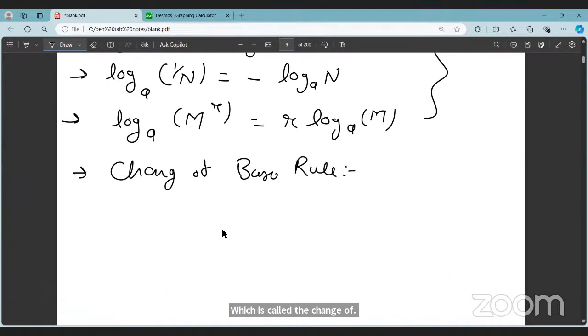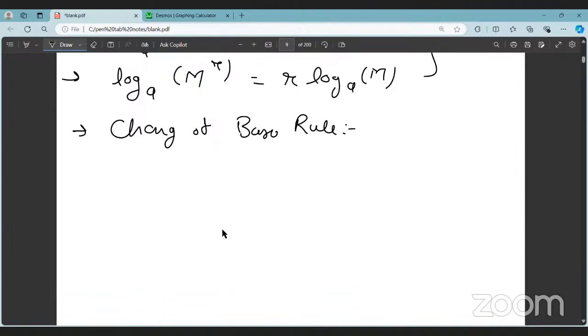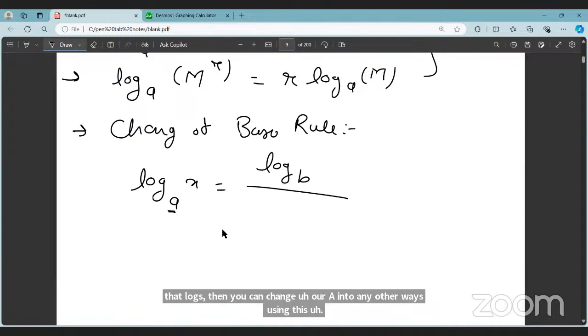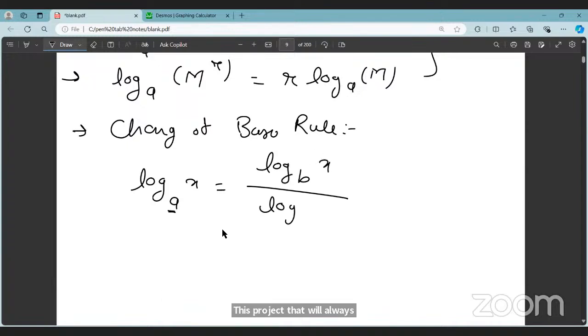What does it say? It says that if you have log base a of x, then you can change a into any other base using this property: log base b of x upon log base b of a. Again, I am assuming that my x, a, b, and c satisfy all the restrictions, whatever they are.